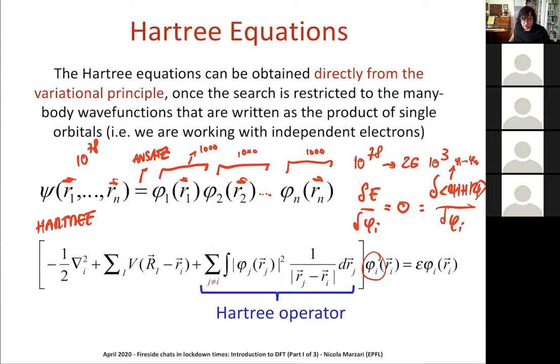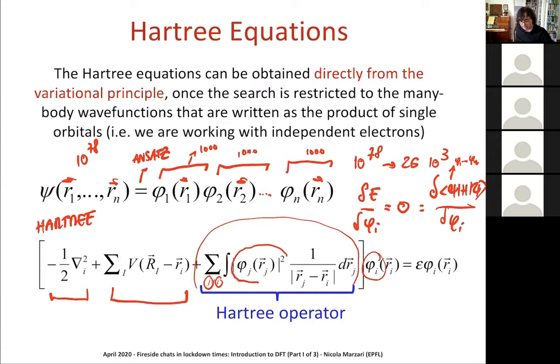So what do these Hartree equations tell me? Each electron, phi 1, phi 2, phi 3, satisfies a Schrödinger-like equation where they feel the quantum kinetic energy, they feel the external potential of all the nuclei, and this is the fun term, it's called the Hartree operator. If you look at it, you realize what it is. This Hartree operator represents the Coulombic repulsion for electron I coming from all the other electrons J. So if I'm electron one, I see the Coulombic repulsion from all the other 25 electrons in an average way.